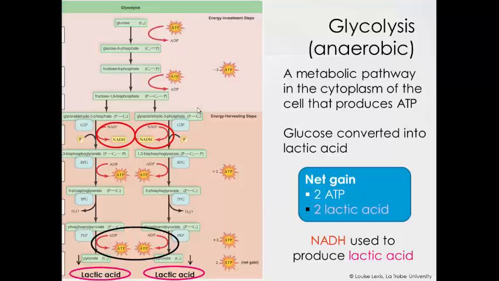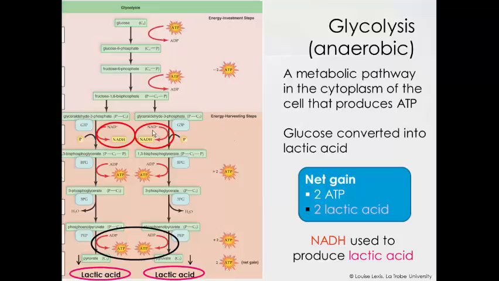So at this stage, the cell is in debt to ATP. But further down in the pathway, you see that 2 ATP are produced in this chemical reaction here, and then another 2 in this chemical reaction. So the net gain being 2 ATP.